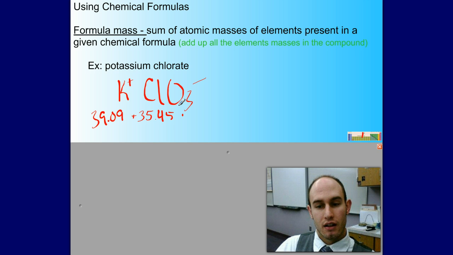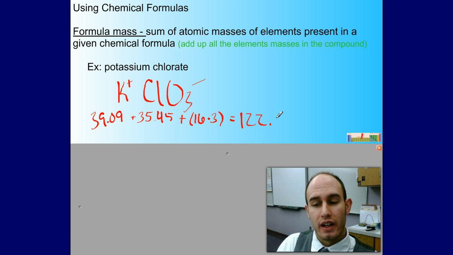And then my oxygen, I know it's 15.999. I'm going to round it up to 16 times 3, since I have my subscript 3 here. And I'm going to add up and then multiply to get my final answer. Adding them all up, we get 122.54 as my final answer. And that would be grams per mole.